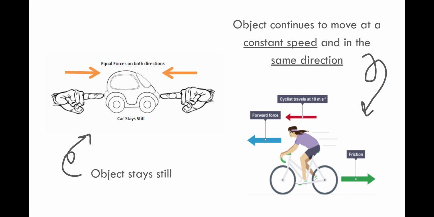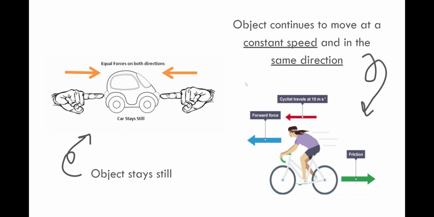So balanced forces affect motion in 2 ways. When forces are balanced, either the object stays still, like this car right here, or the object continues to move, however it was moving, at a constant speed and in the same direction. So in this instance, there's 2 forces being applied to the car here, but they're equal in size. So this guy is pushing on the car with the same amount of force as this guy over here, but they're in opposite directions. And because one isn't bigger than the other, the object doesn't change its motion.